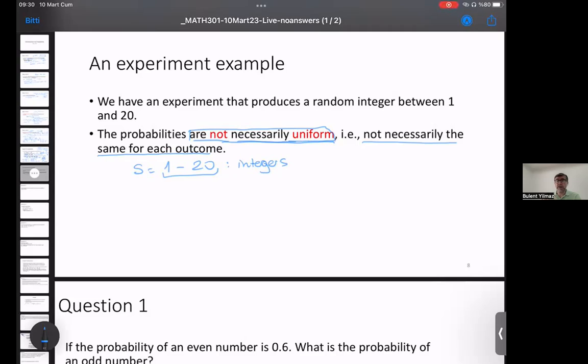Each outcome might have a different probability, right? Yes, hocam, that's the main idea. For example, the probability of 1 might be 0.1, but the probability of 2 might be 0.01. Okay, it might be different. So if it were uniform, guys, what would be the probability of obtaining 1? Alper, if it were uniform, what would be the probability of obtaining 1?